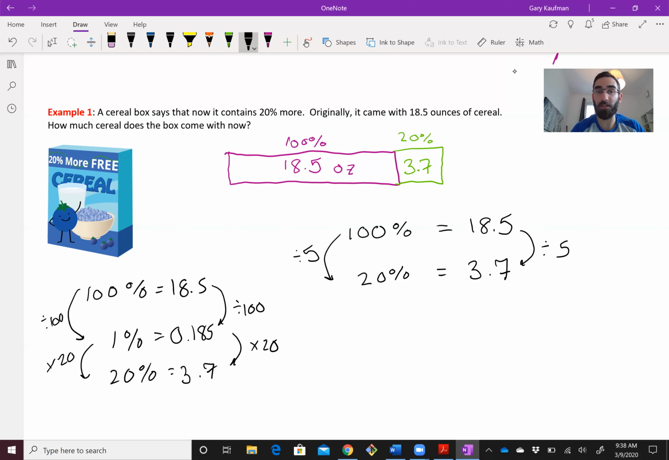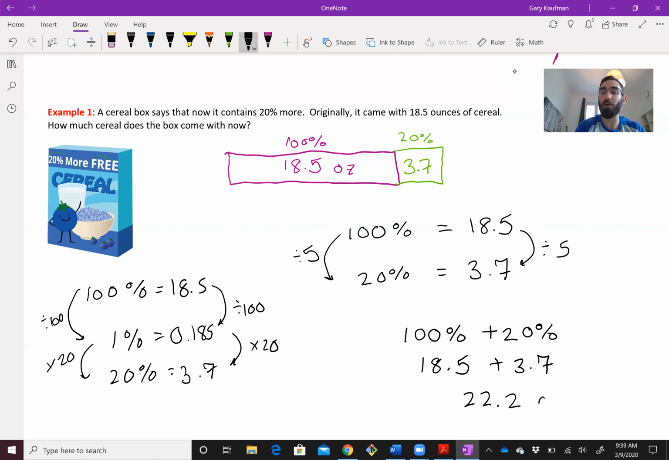So how much comes in the box? Well, it's the 100% plus the 20% as my diagram shows, which is therefore 18.5 plus 3.7, and therefore that's 22.2 ounces. This is how much is now in the box.